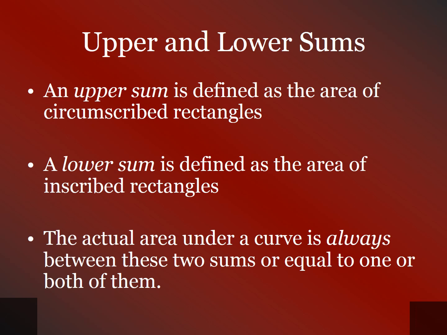An upper sum is defined as the area of circumscribed rectangles. A lower sum is defined as the area of inscribed rectangles. Means the area of the rectangles you make inside will be called the lower sum. The actual area under a curve is always between these two sums or equal to one or both of them.